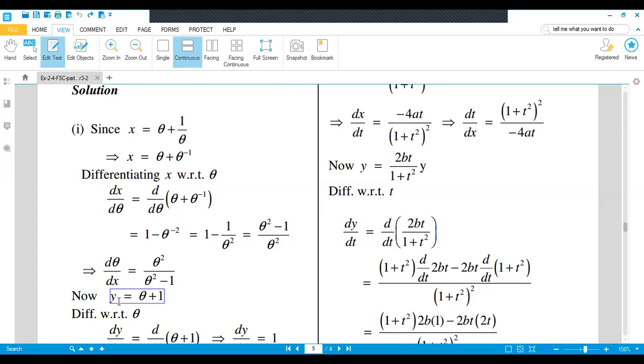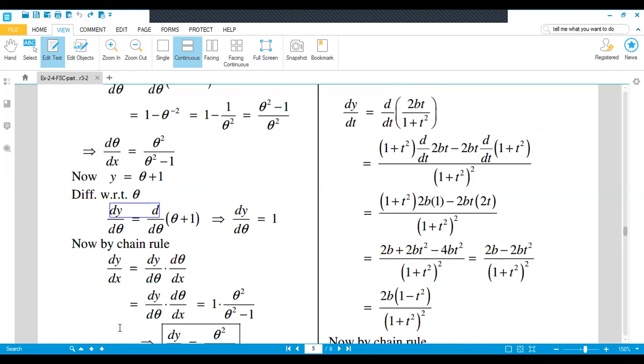Now take the second equation. The second equation is y equal to theta plus 1. Again, we differentiate y with respect to theta. So dy by d theta is d by d theta of theta plus 1. When we take the derivative of theta, we get 1, and when we take the derivative of 1, we get 0. So dy by d theta is 1.